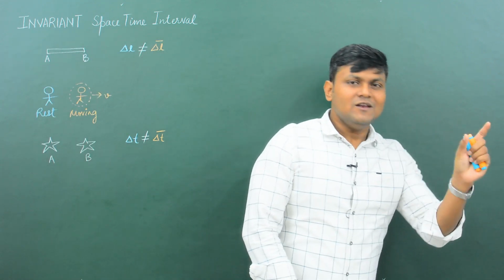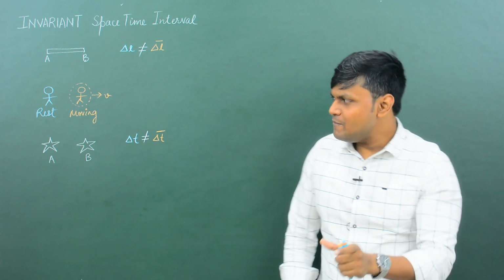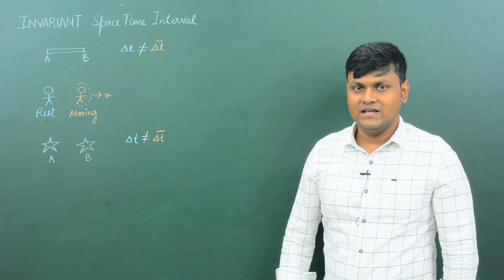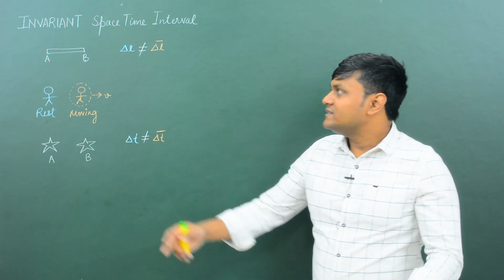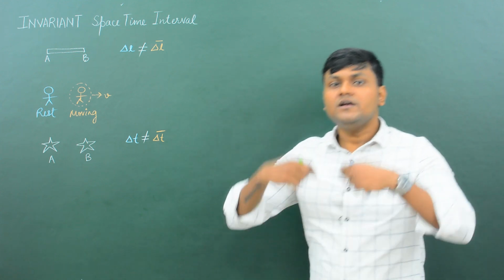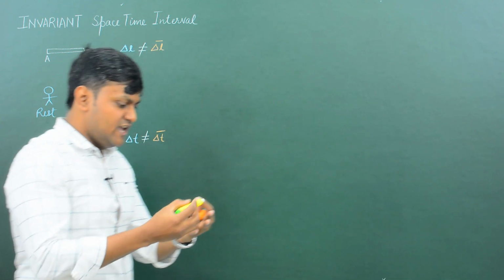So a physical quantity which is the same for an observer at rest and an observer in motion for a given set of physical events is known as invariant. Invariant means it does not change. Under a Lorentz transformation, it does not change.